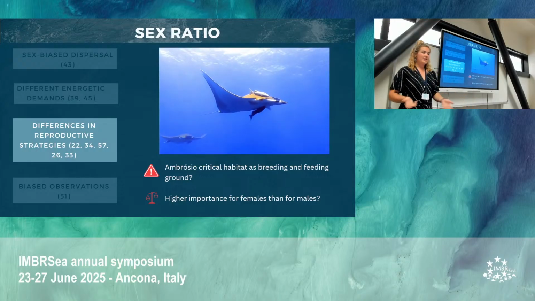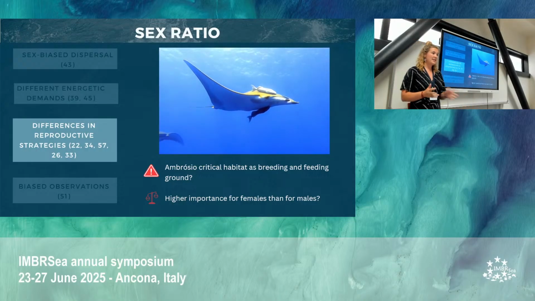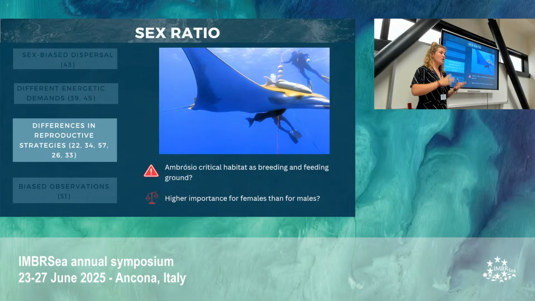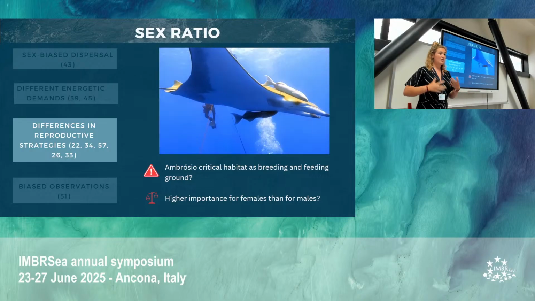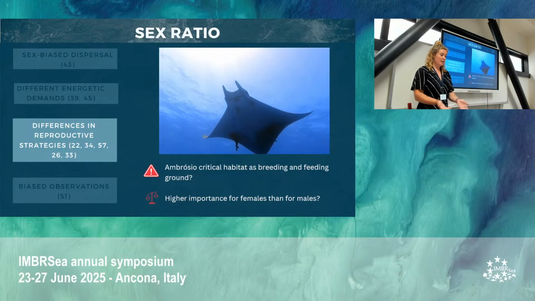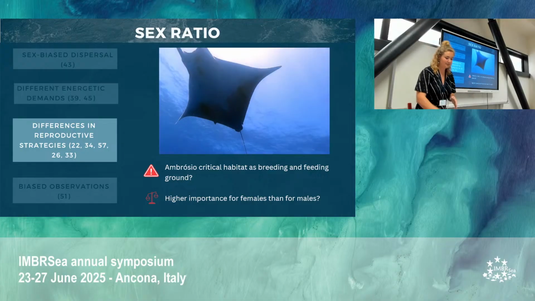Another reason could be differences in reproductive strategies. Some studies that were conducted in the Maldives, also on Mobula alfredi, have shown that females show a high site fidelity during mating to very productive areas, while the males are more mobile. So maybe Ambrosio is also an important mating ground.